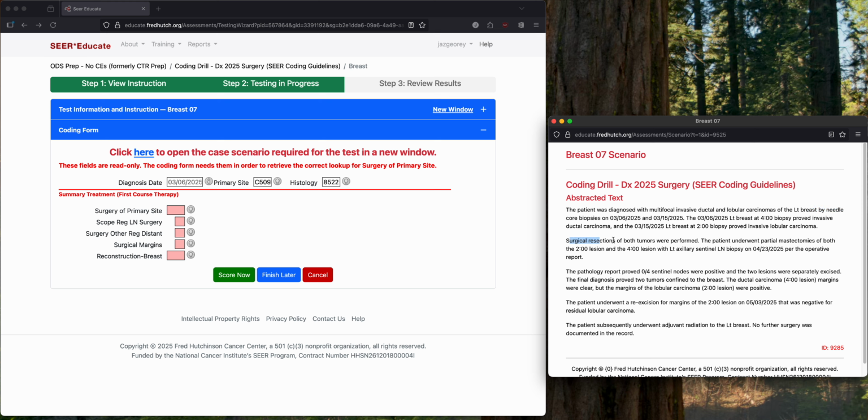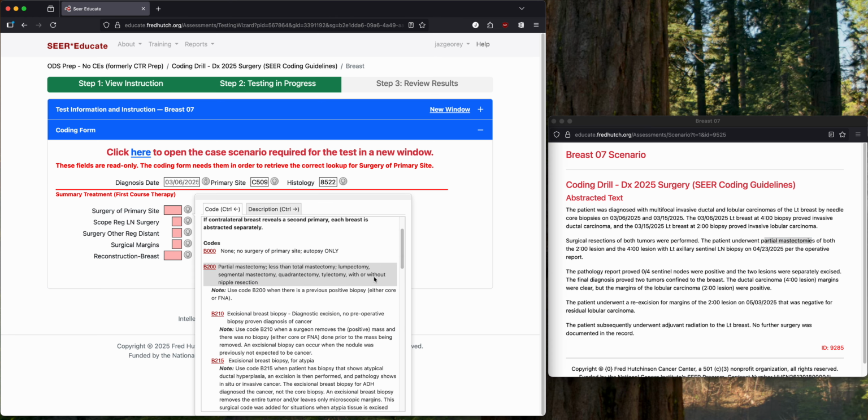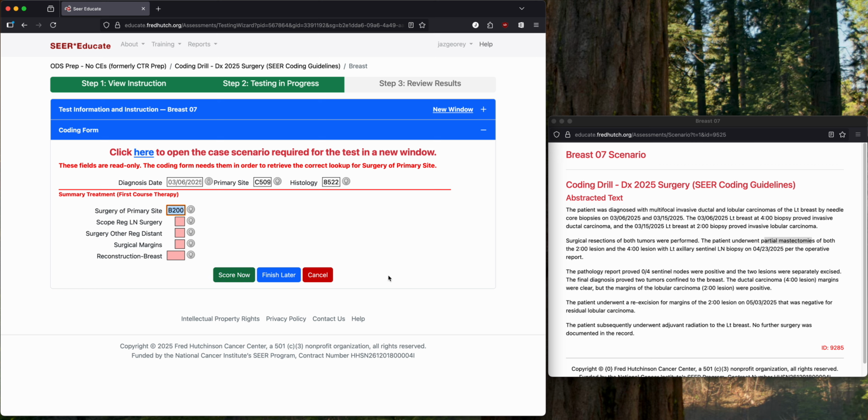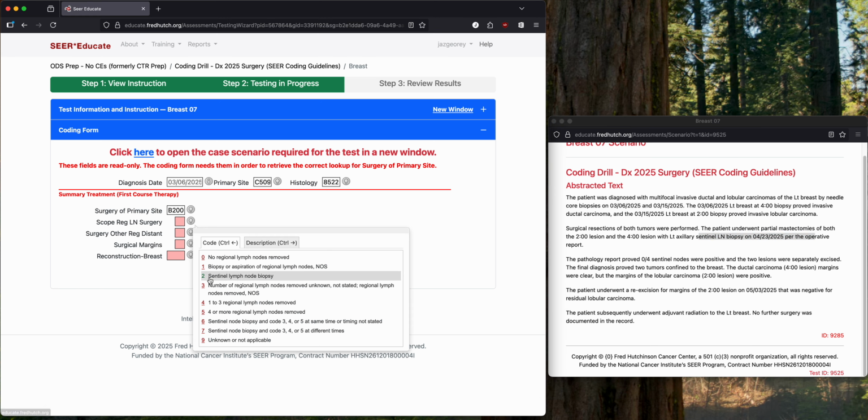Let's continue reading. Surgical resection of both tumors was performed. Patient underwent partial mastectomies of both the 2 o'clock and 4 o'clock tumors. Axillary sentinel. That's going to be code 2 on the preoperative report. Okay, so partial mastectomy, I'm going to code 200. Okay, just leaving it there. Sentinel, I'm going to code 2.